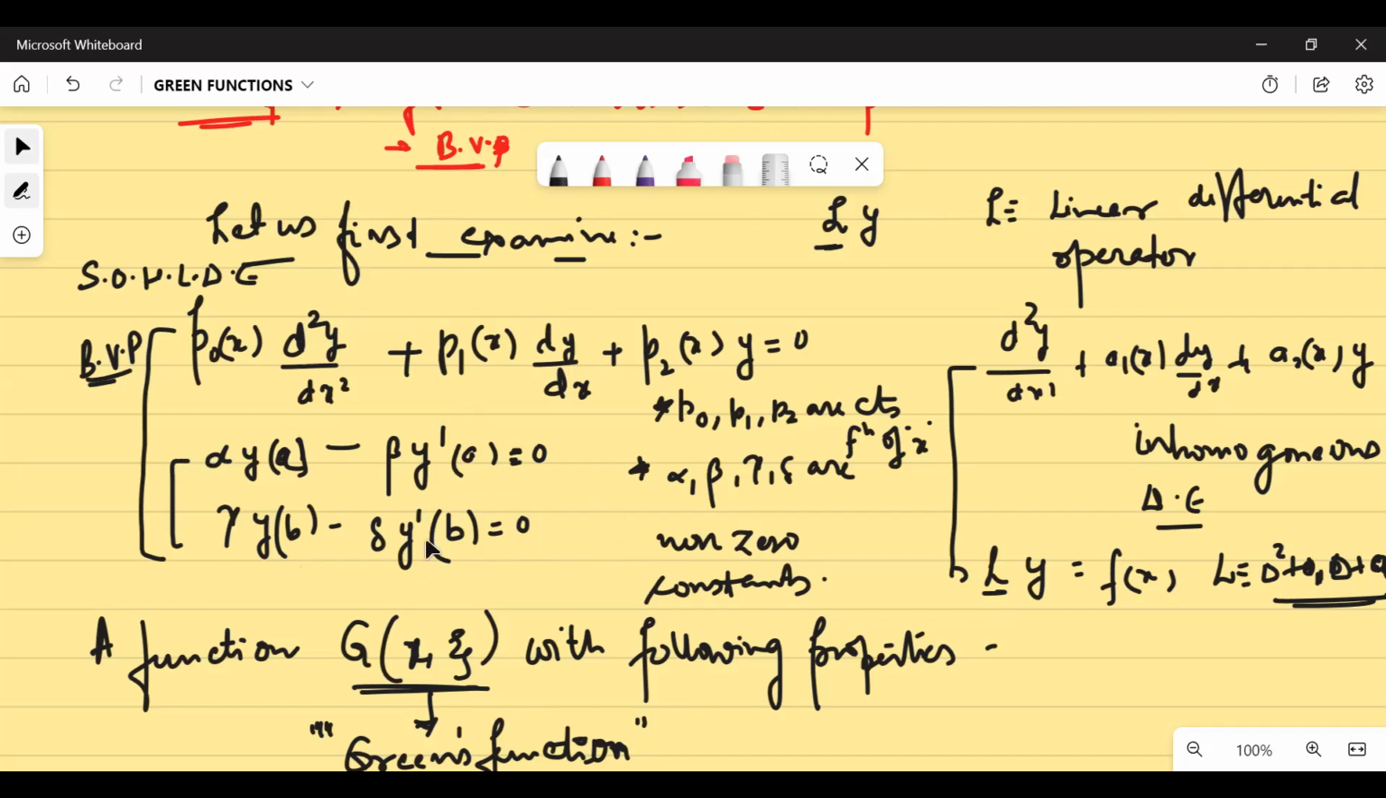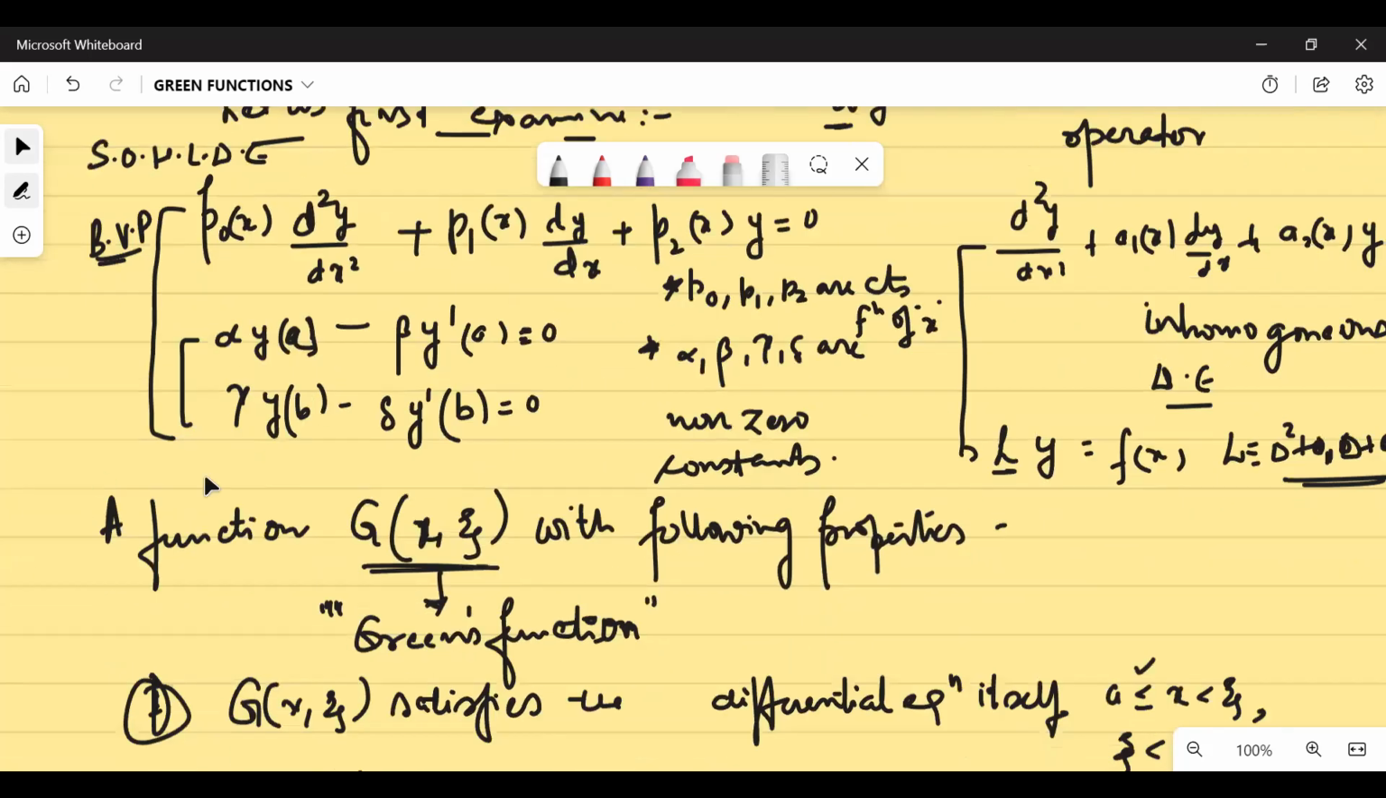So whenever your initial conditions are given on the derivatives as well as on the values of the function y, these particular problems are called boundary value problems. In solving these boundary value problems, Green's function plays an important role. So let us see how.